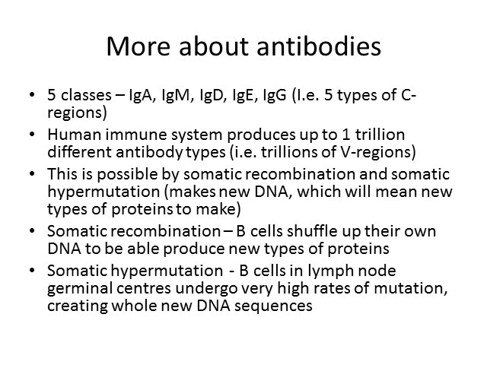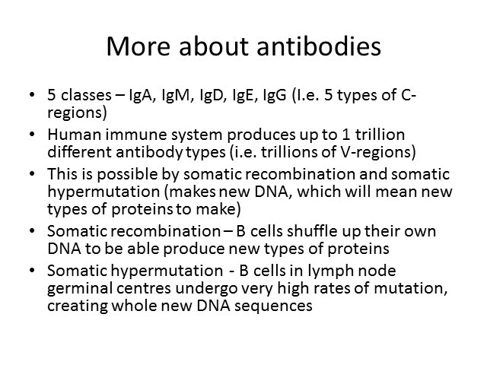So there are five types of C regions, and those are five classes of antibody: immunoglobulin A, immunoglobulin M, immunoglobulin D, immunoglobulin E, immunoglobulin G. Otherwise, IgA, IgM, IgD, IgE, IgG. And the human immune system can create about 1 trillion different antibody types, in other words trillions of V regions. So although we have five classes, and those five types of C regions, we can have up to 1 trillion different V regions. Our human body can attack up to 1 trillion different types of pathogens using humoral immunity.